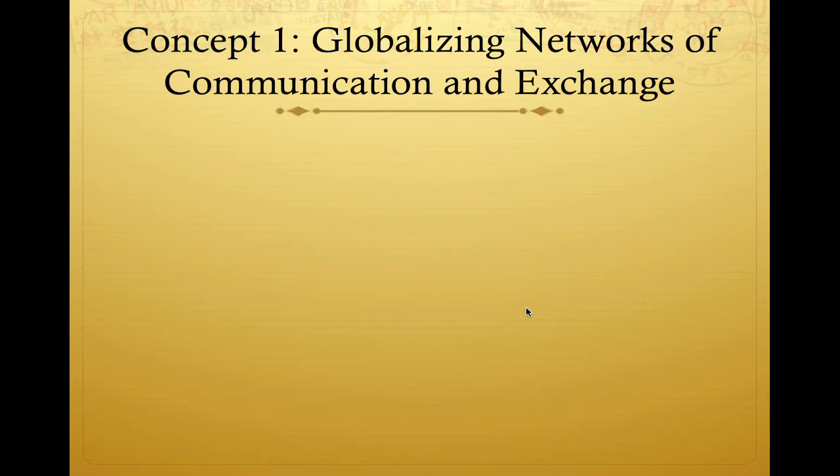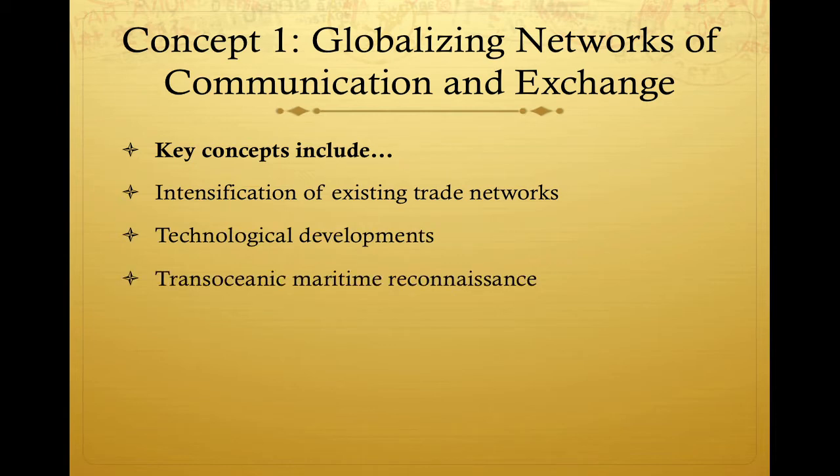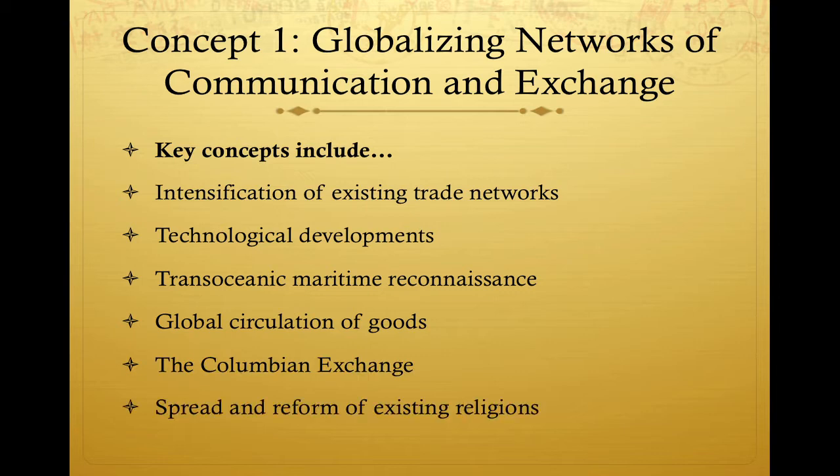There's three concepts in this unit, and the first is called Globalizing Networks of Communication and Exchange, and this is the biggest one in the unit, and we'll be looking at the following key concepts: intensification of trade networks, developments in technology, maritime reconnaissance, the global circulation of goods, the Columbian Exchange, spread and reform of existing religions, and funding for the arts. So this part here is about the increasing globalization and the efforts of Europe, especially as they look for new trade opportunities and the causes and effects of those connections.